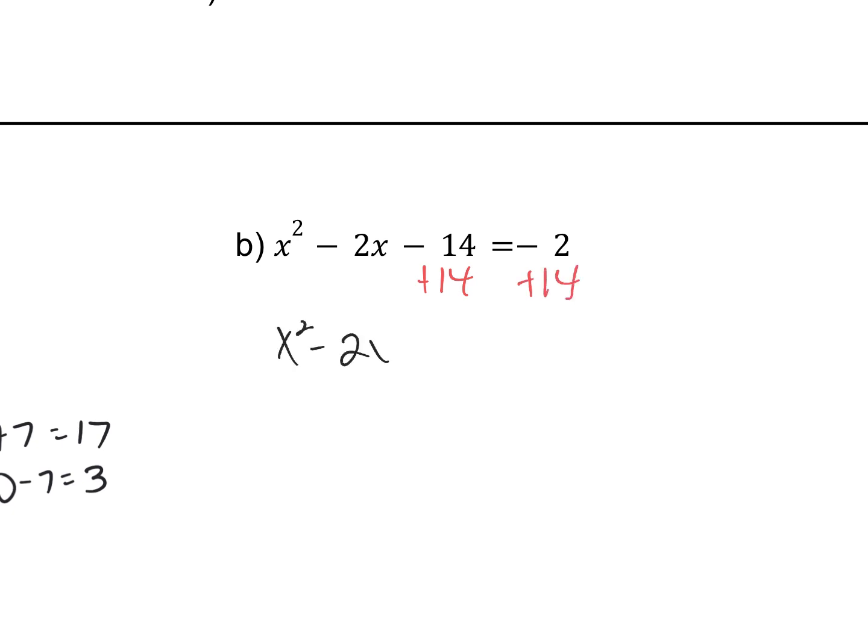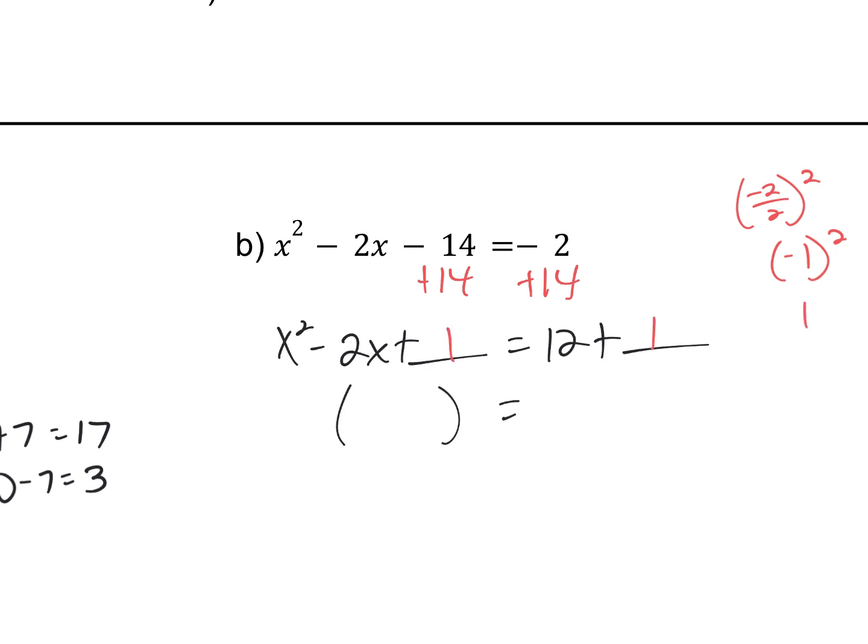X squared minus 2x plus blank equals 12 plus blank. All right, so negative 2 over 2 squared is negative 1 squared, which is 1. Okay. Now factor, it looks like I have 13 on the right side, and this would end up being x minus 1, because over there on the right side. Then square root, x minus 1 equals square root 13.